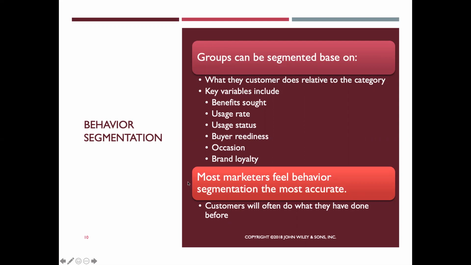Okay. A lot of marketers feel that this is the best way to segment a market because customers are going to do what they've done before. There are some products that it doesn't work on because they're a once in a lifetime kind of purchase. But there are a lot of things where we're going to do more of what we've done before. Where would this work the best? Where's behavior segmentation going to work the best?